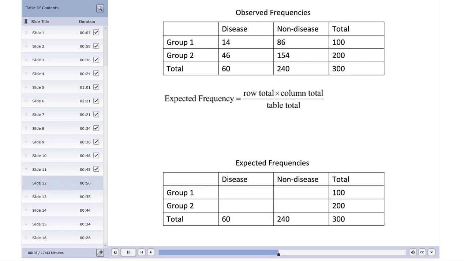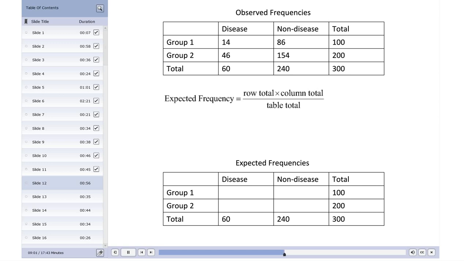Okay, so let's talk about how this chi-square test works. You'll notice on this first slide that we have two tables. The top table is the table that we've been looking at throughout the entire lecture, and the title of that table is Observed Frequencies. Keep in mind that frequency just means the number of subjects in a certain group, so when we say observed frequency, we just mean the observed number of people that are in each of the groups that we're talking about here.